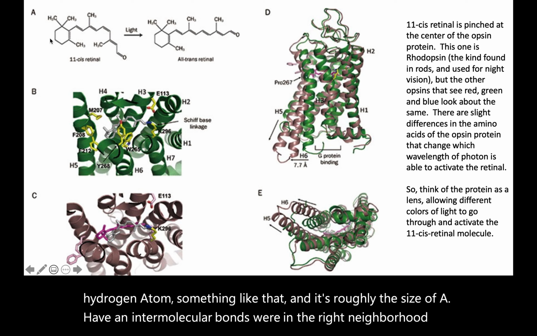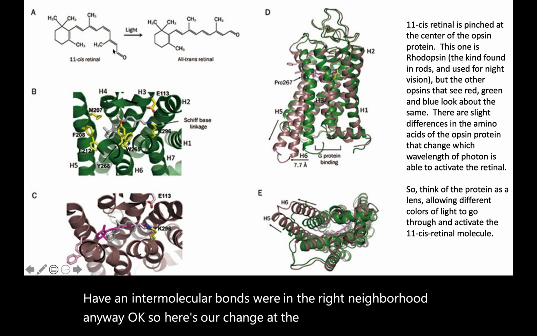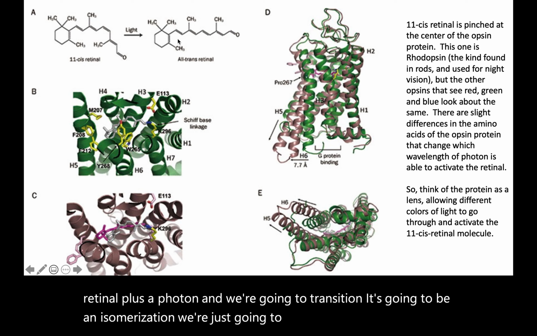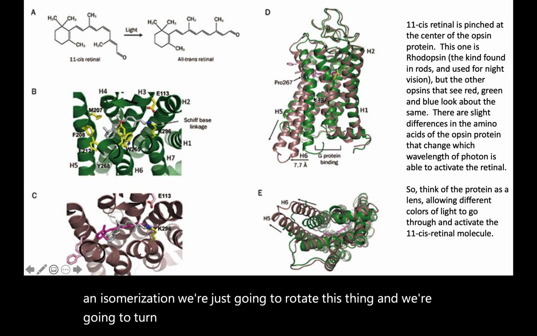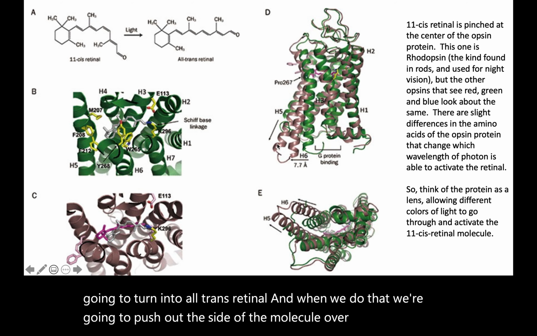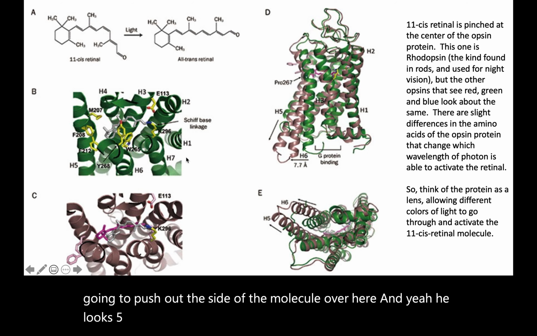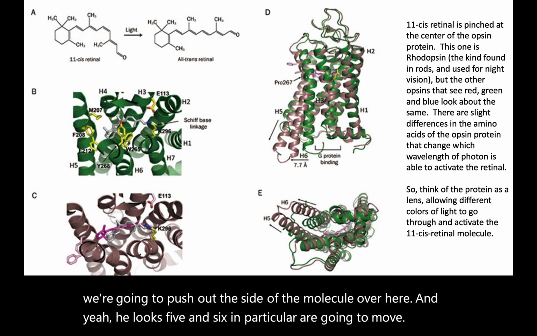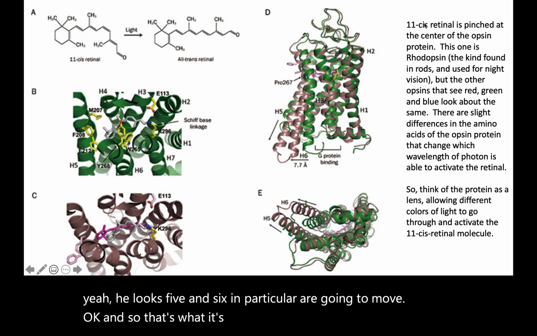Okay, so here's our change at the top. We're going from 11 cis retinal plus a photon, and we're going to transition. It's going to be an isomerization. We're just going to rotate this thing, and we're going to turn into all trans retinal. And when we do that, we're going to push out the side of the molecule over here, helix 5 and 6 in particular are going to move. Okay, and so that's what it's saying at the side. So these are the first steps of the answer.